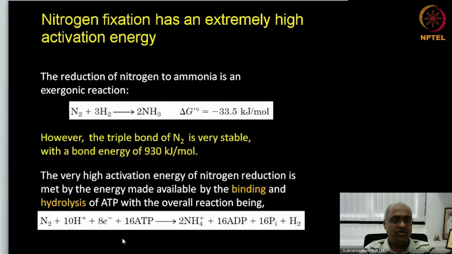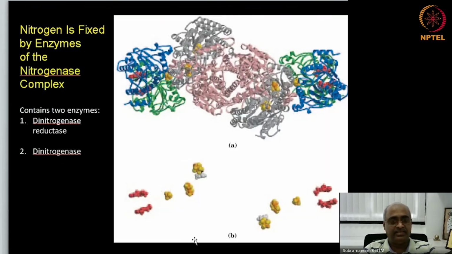So this is the overall reaction catalyzed by this enzyme. Here is the enzyme in itself, in its full glory. Here you can count 4 different structures. This is actually one separate enzyme, called dinitrogenase reductase enzyme. It has 2 subunits. They are identical. So this is a homodimer enzyme.